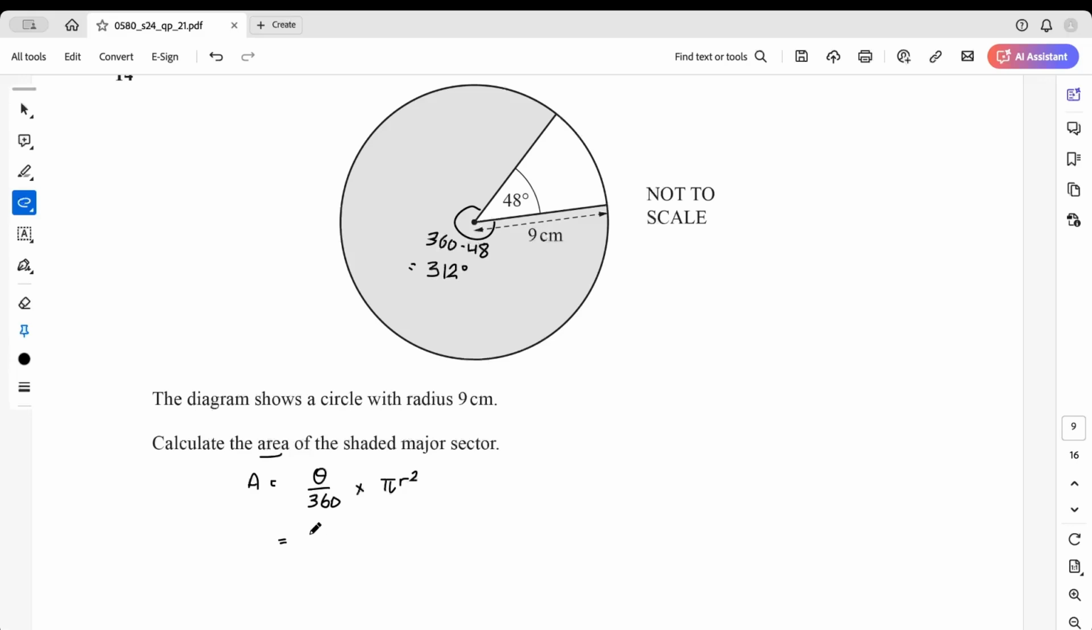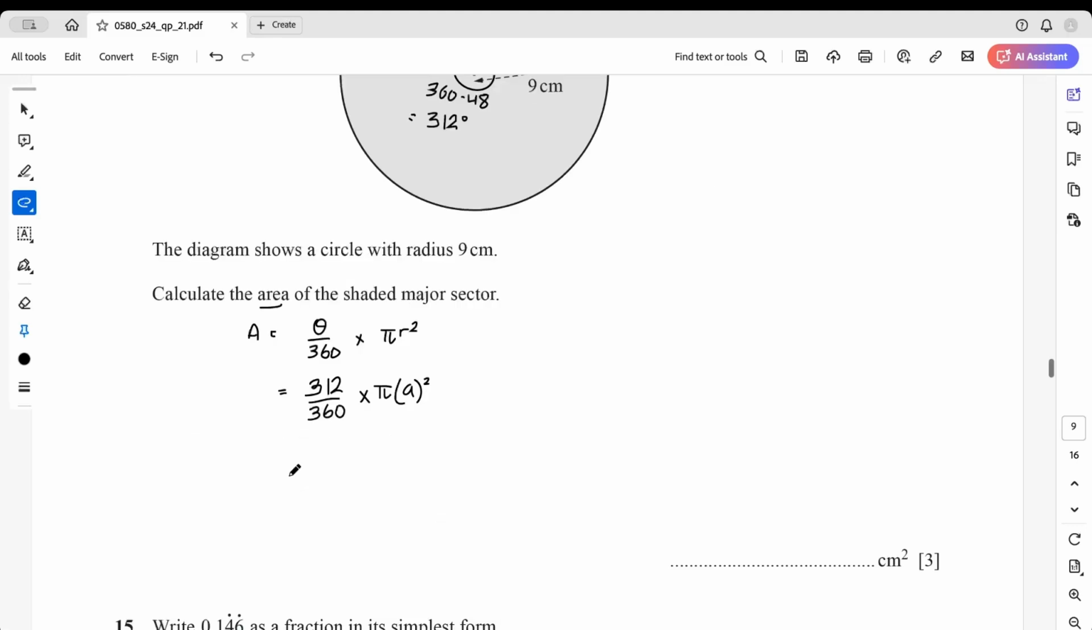Okay, so over here, 312 over 360 times pi r, your radius is 9 squared. You get 351 over 5 pi, which is approximately 221 cm squared to 3 significant figures.